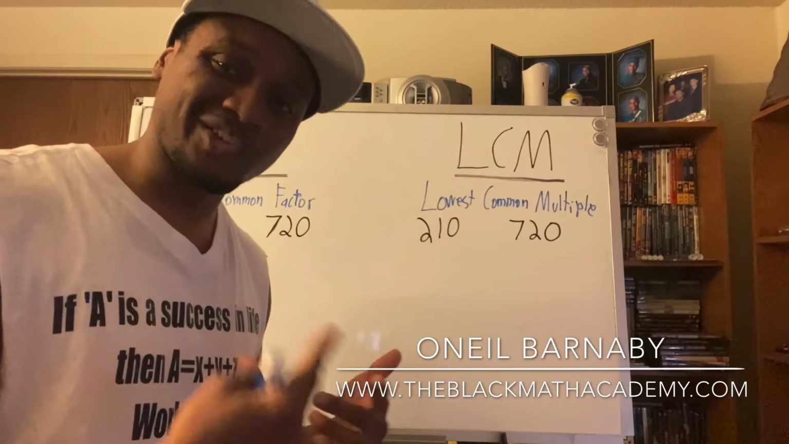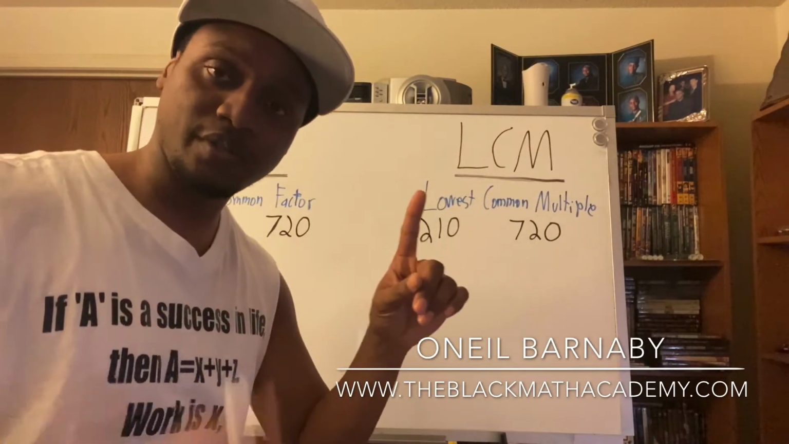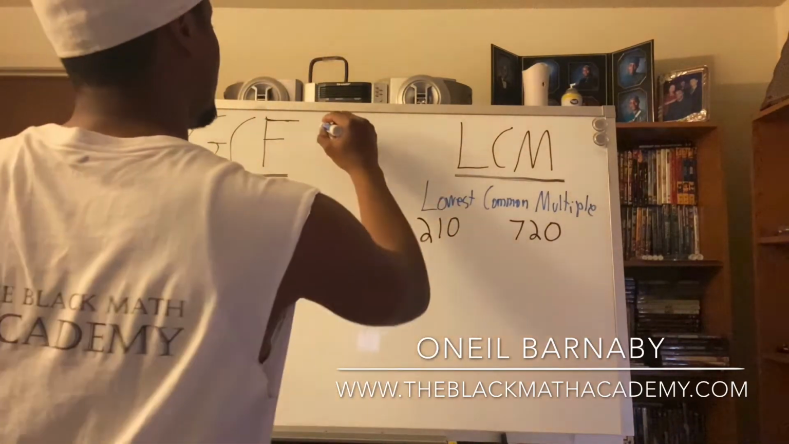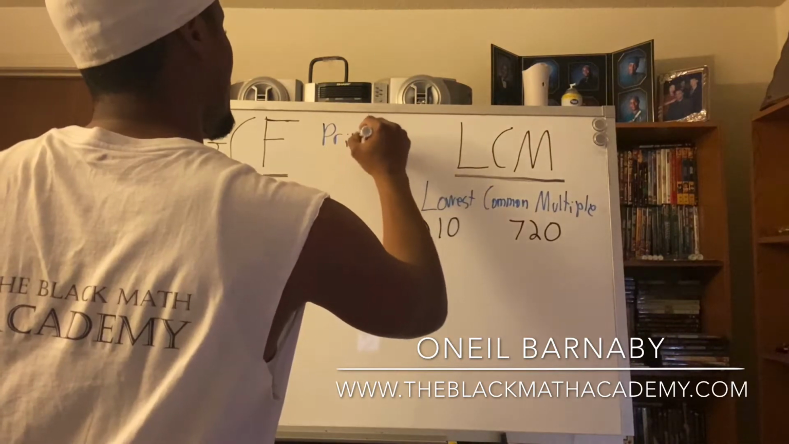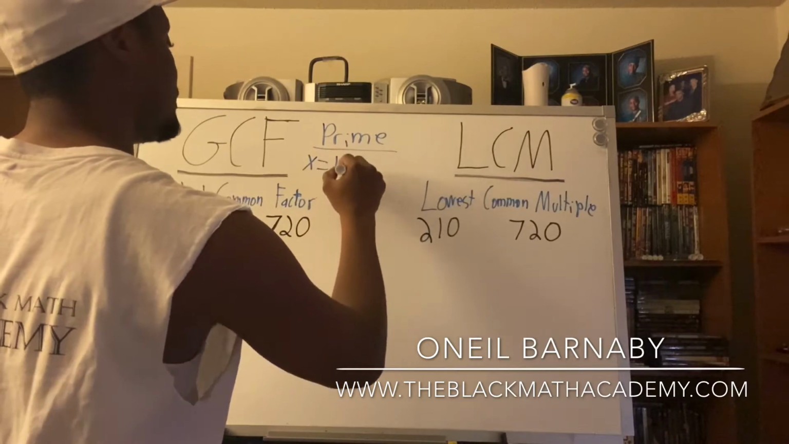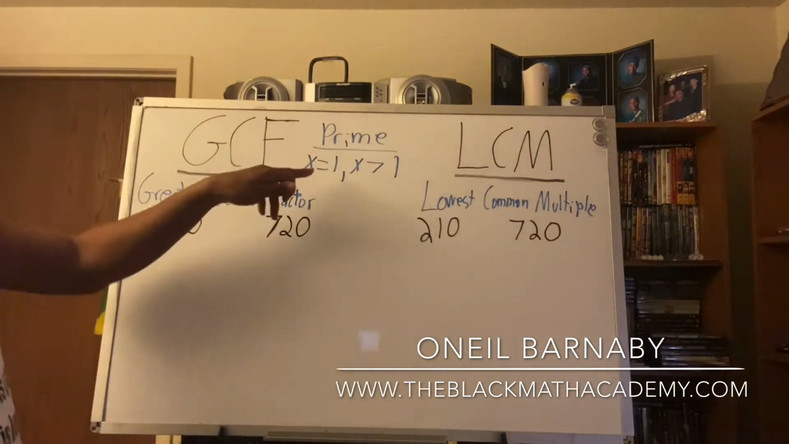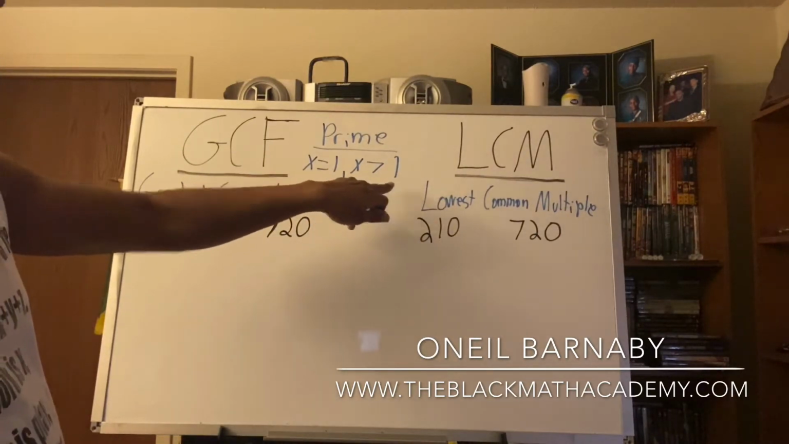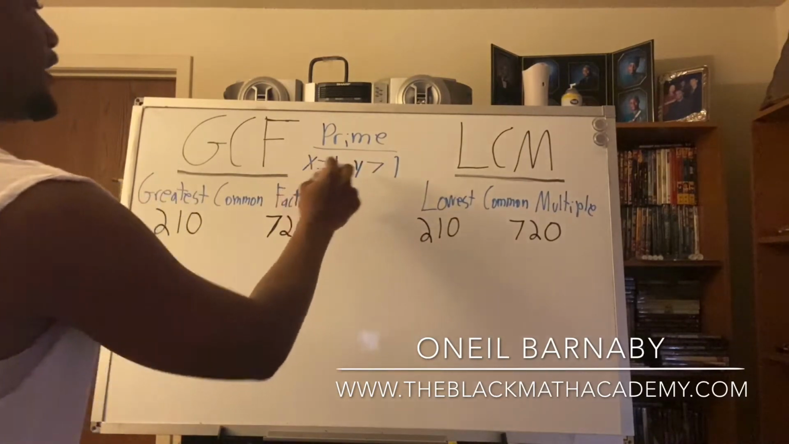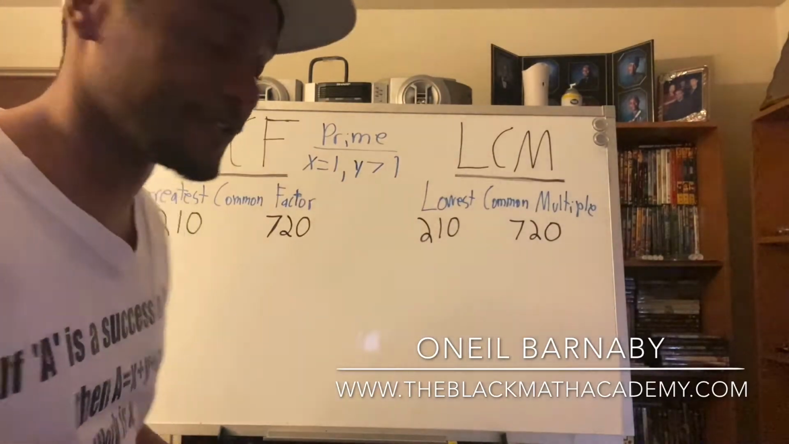So another way to say that is that the two factors, one of them is 1, and the other one has to be bigger than 1. So the definition of prime is that one factor is 1, and the other factor is bigger than 1. Let me put a y instead. So x times y. One factor is 1, and the other factor is bigger than 1. That's what a prime number is.